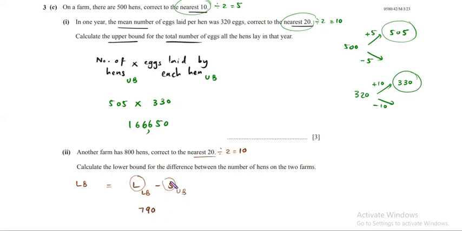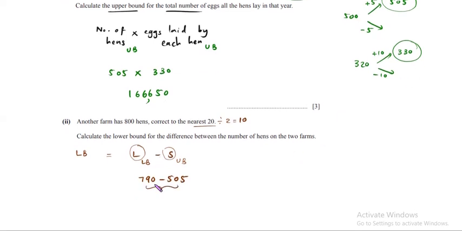And for the smaller value, I need to calculate the upper bound. So the smaller value is the number of hens, which is 500. The upper value of that is 505. So I need to put that 505 and do the subtraction, because to calculate the lower bound for a subtraction calculation, it should be lower bound minus the upper bound. So from 790, I can deduct this 505. This gives us 285 as the answer.